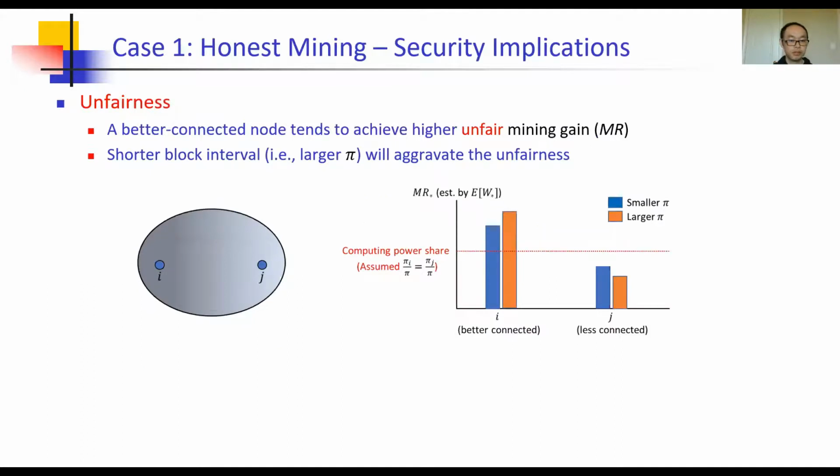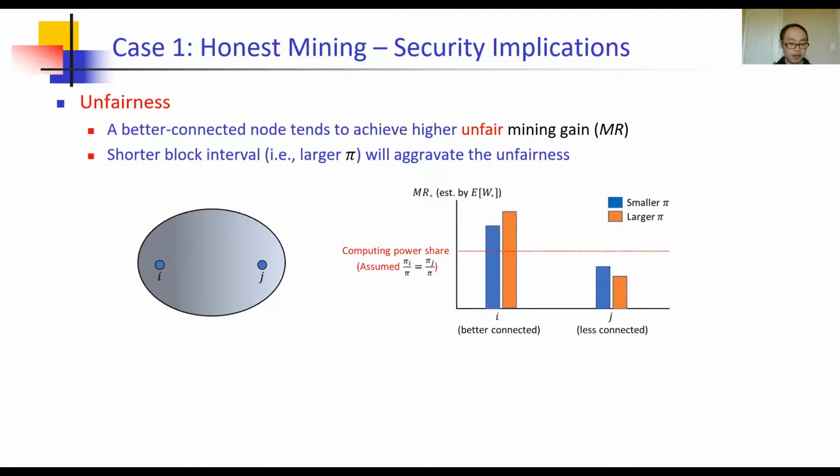Then, what's the consequence or security implications? The foremost one is the unfairness in mining revenue. For example, in the left figure, node I lies in a better connected network region, where node J lies in a sparsely connected region. As in the right figure, the analysis we have done shows that even if I and J have the same actual mining power, I can achieve positive mining gain while J achieves negative mining gain.